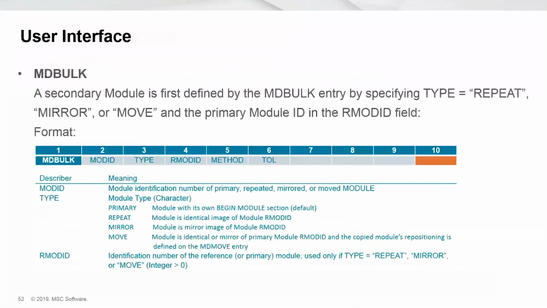Here's what the user interface looks like for MDBULK. You can define if it's a primary module or if you're defining a secondary module, which is a repeated or a mirror module. In the type, you can define if it's repeated, a mirror, or a move, and you can define all your sequences in there. I'll show you an example in the next slide.